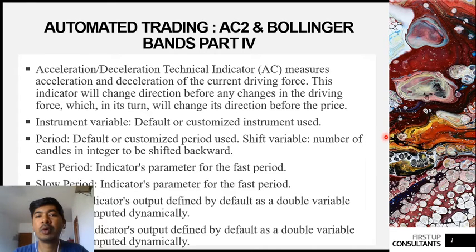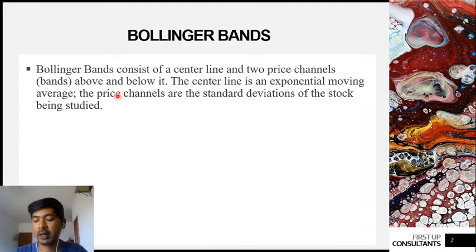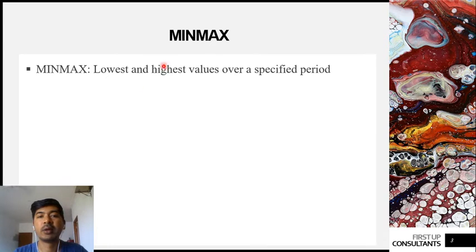Now, coming to the technicalities, I hope you are now well familiar with the AC2 and then the Bollinger Band I had explained in the earlier session. Today we will be using the min-max as well, the lowest and the highest value over a specified period.